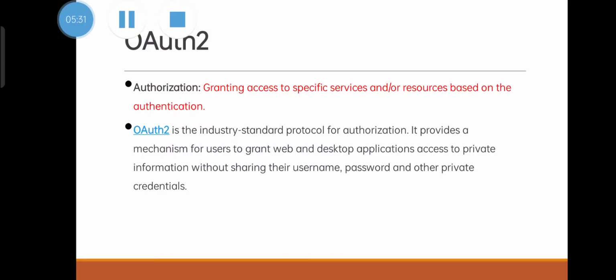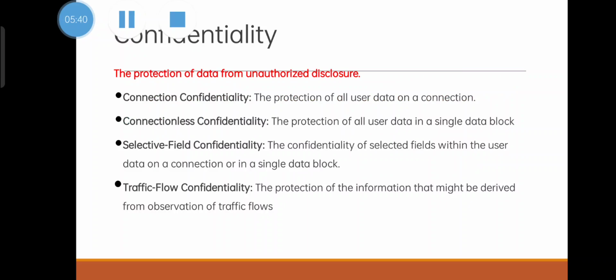It provides a mechanism for users to grant web and desktop applications access to private information. Next is confidentiality. We have different types of confidentiality: connection, connectionless, selective field, and traffic flow. Connection confidentiality means the protection of all user data on a connection. Connectionless is for a single data block. Selective field means only selected fields of the user data have to be secret, like the password field, the OTP number, or the account number. Traffic flow confidentiality is the protection of information that might be derived from observation of traffic flows.